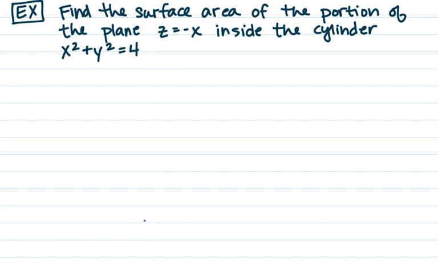So what should we let x equal? Well, we'll let x equal r cosine theta. We'll let y equal r sine theta using polar coordinates. And since z is equal to negative x, z is going to equal negative r cosine theta.